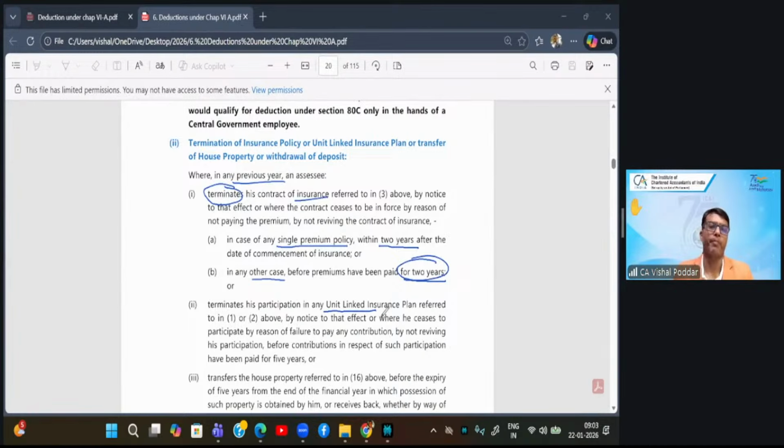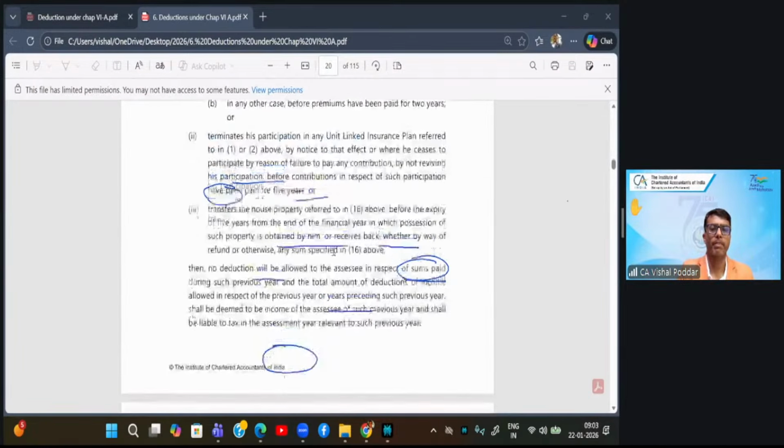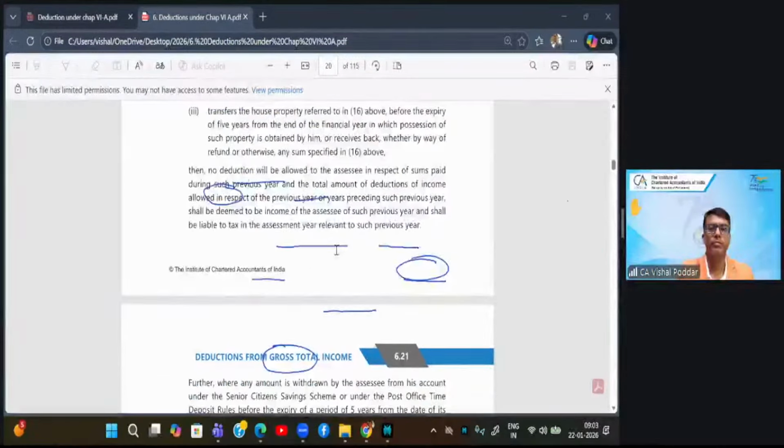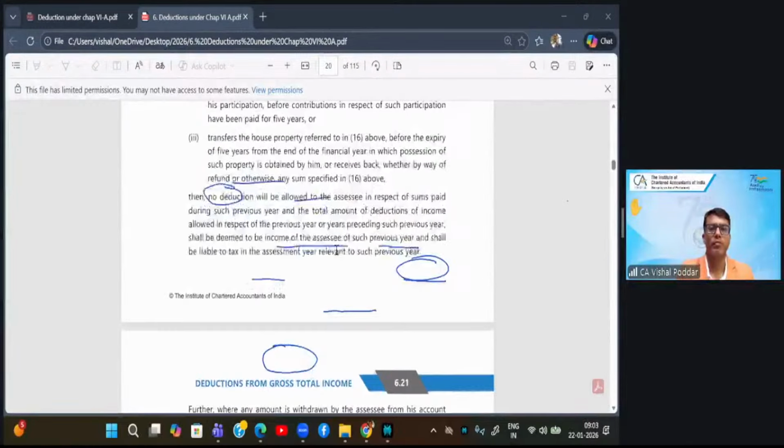Then comes ULIP. For ULIP, the time limit for continuing is 5 years. So you should continue ULIP for minimum 5 years. That is the condition. Now, similarly, for a house, you should not sell the house up to 5 years. If you sell the house, there will be a problem.